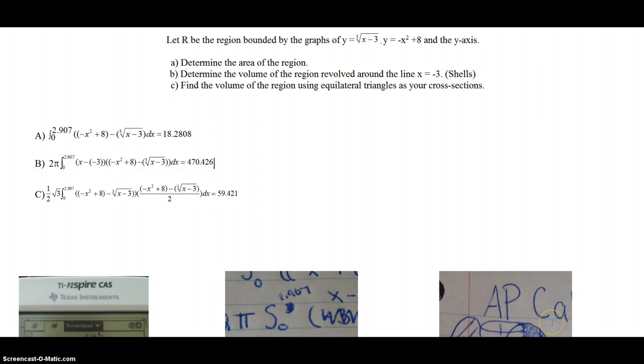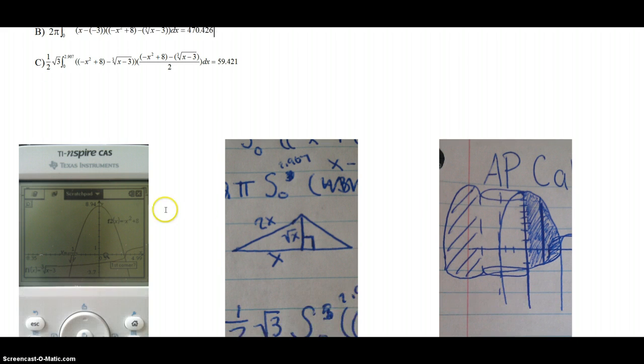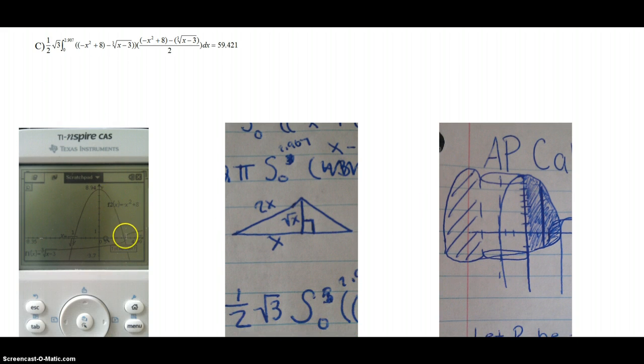Okay, so this video is going to be an explanation of the following problem. The problem states: let R be the region bounded by the graphs of y equals the cube root of x minus 3, y equals negative x squared plus 8, and the y-axis. So that would give us the region right here, because this is negative x squared plus 8, and then this is the cube root of x minus 3, and this is the y-axis. So this region right here is what we're going to be dealing with.